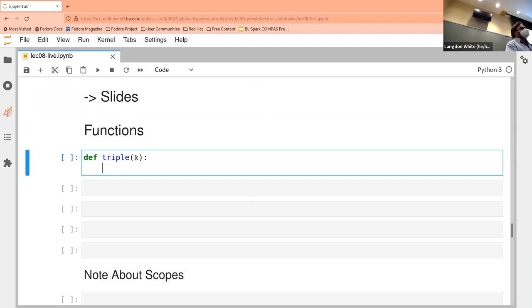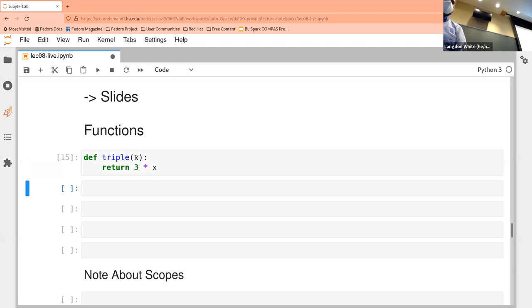All right. Return like 3 times x. Yeah, except I think what I was, yeah, 3 times x. I was thinking it was raised to 3, but no, triple means multiply. Sorry. So return is our keyword, right? Because that's what we're going to give back when somebody calls this method. And 3 times whatever our input was here, x.